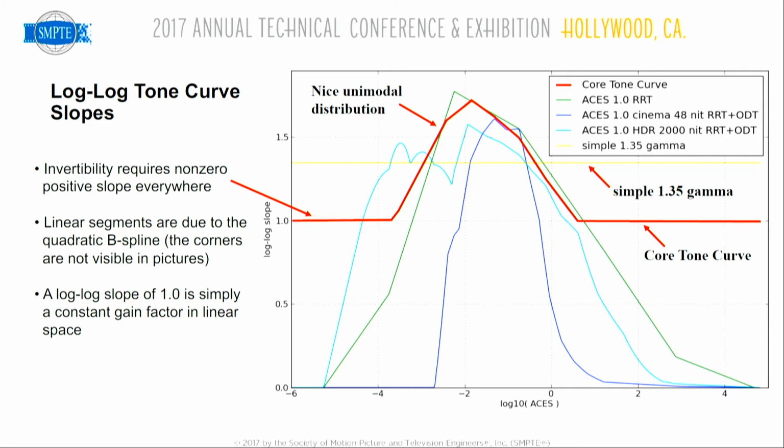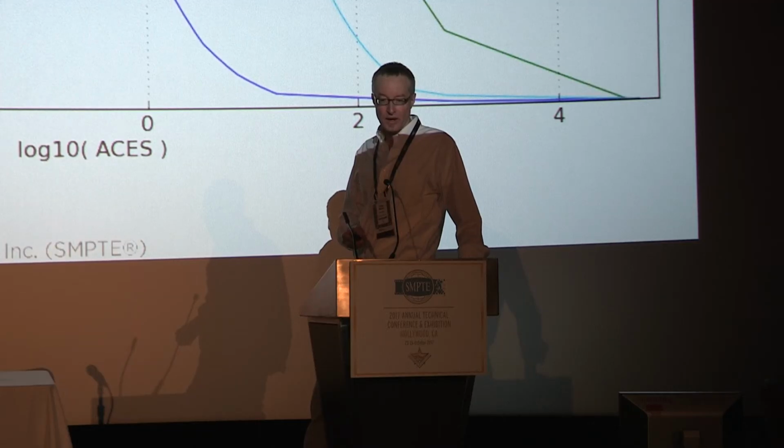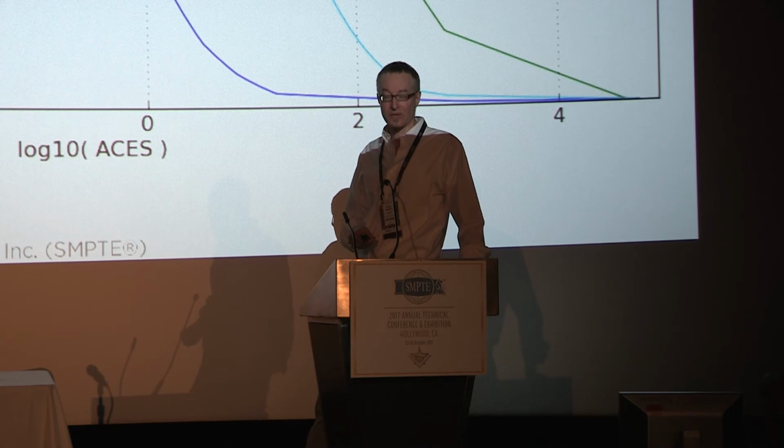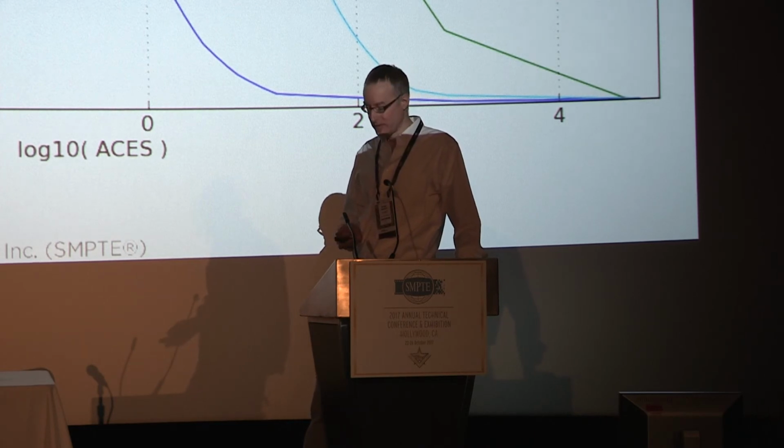unimodal distribution. You'll notice that there's a sort of a piecewise linear characteristic to the slope, and that's due to the use of quadratic B-splines. The corners there are essentially changes in the second derivative, so they're not visible to the human eye, but they look a little bit odd when you graph them. And we use the same quadratic B-spline technology as is used in the ACES system, and that facilitates easy adjustment of the tone curve, and it allowed us to place precise constraints on both the slope and derivative of the function.